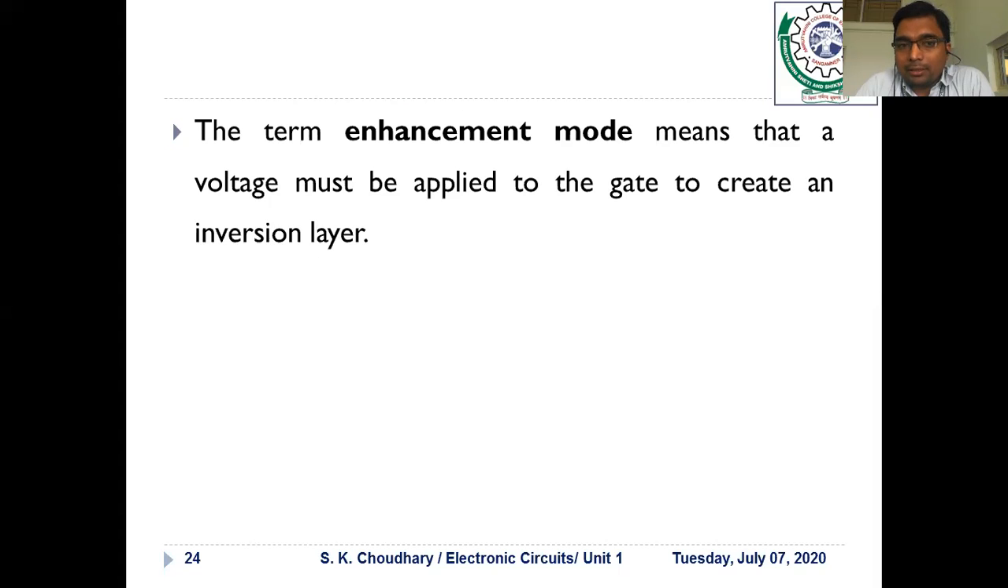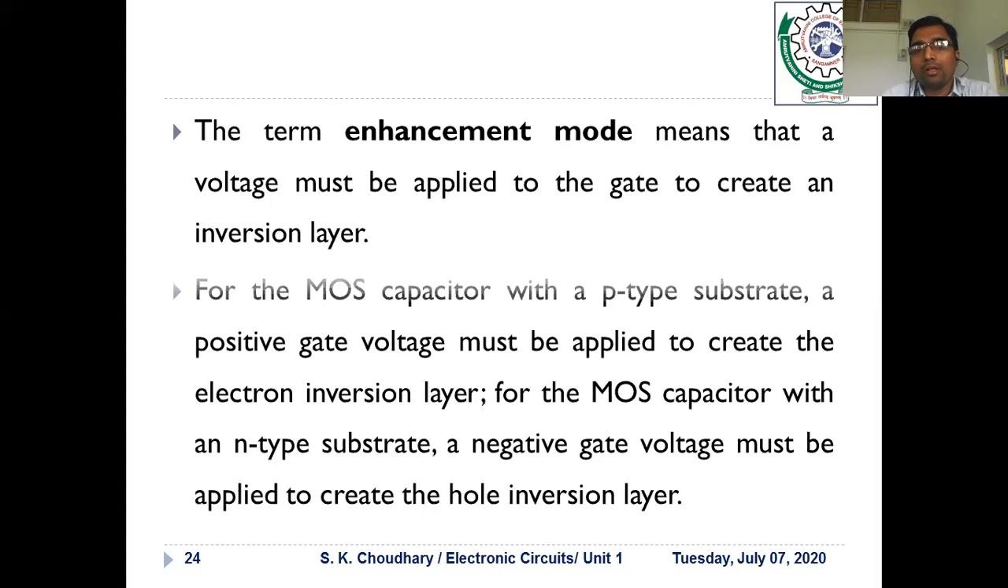So we have to see why we call the MOSFET an enhancement type MOSFET. Generally, in this semester we are going to learn about the N-channel enhancement type MOSFET. So what does the word enhancement mean? The term enhancement mode means that a voltage must be applied to the gate to create the inversion layer. Okay. And for the MOS capacitor with a p-type substrate, a positive gate voltage must be applied to create the electron inversion layer.